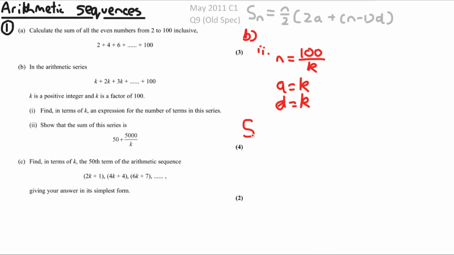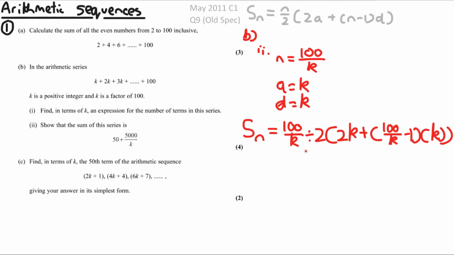So it's going to be Sn. Technically it should be S100 over k, but that's a bit messy, so we'll just write it as Sn is equal to n over 2, so it's going to be 100 over k over 2. A neater way of writing this is 100 over k divided by 2, like this. And it's going to be 2a, so 2k plus n minus 1, so 100 over k minus 1 times d, which is equal to k, like this.